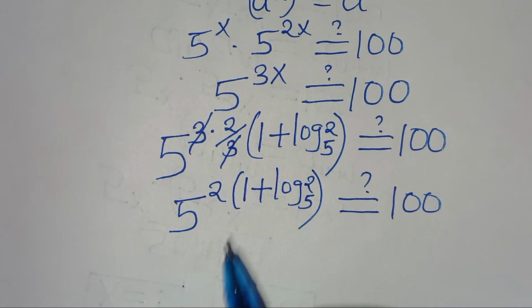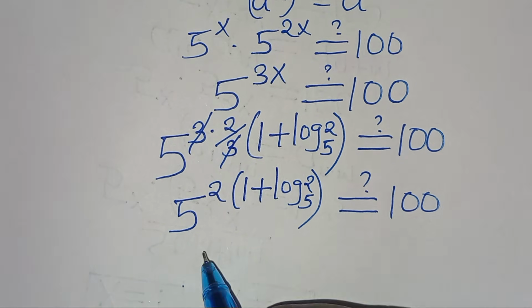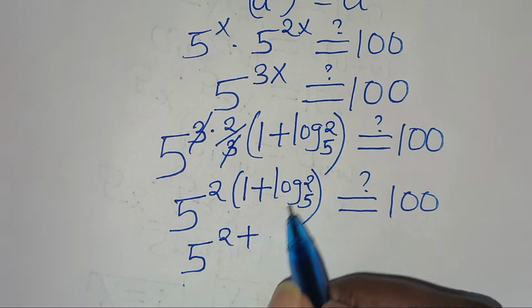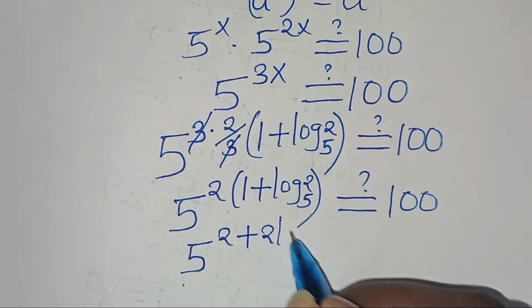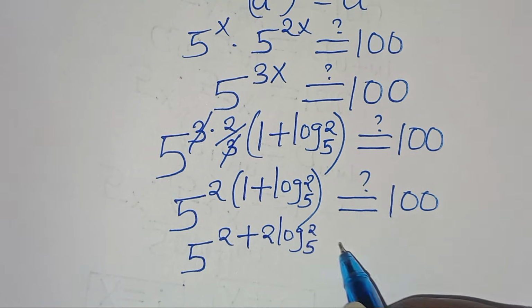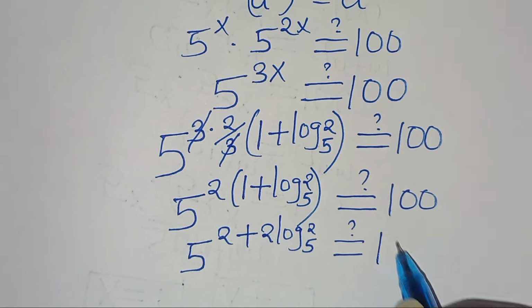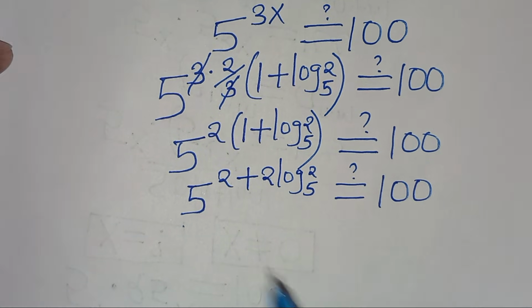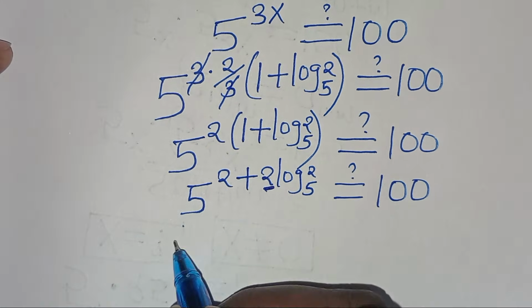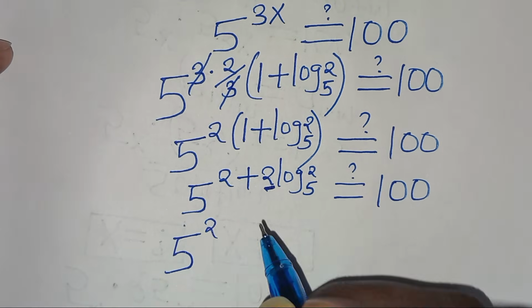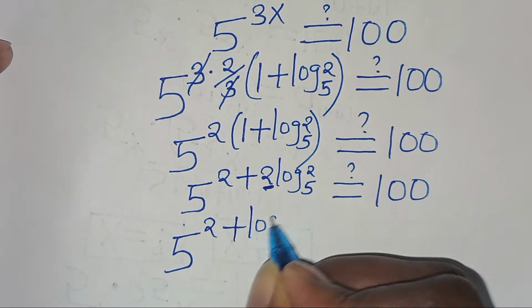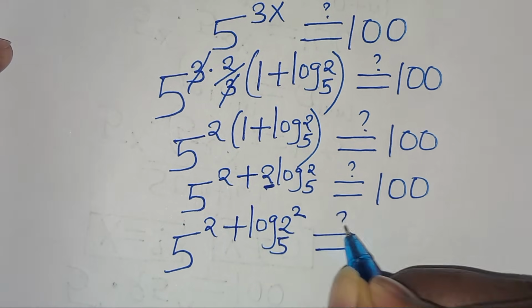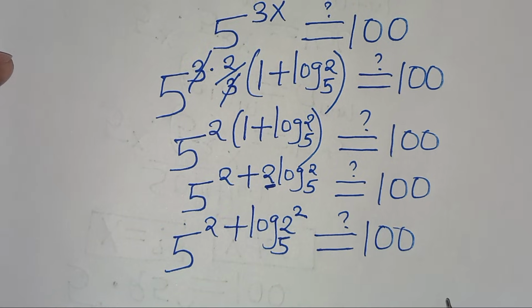Now, let's open the parentheses here. We have 5 to the power of 2 times 1, which is 2, plus 2 times log 2 to base 5, which is 2 log 2 to base 5. This is supposed to give us a value of 100. So this implies that 2 is a power, so we can express this as 5 to the power of 2 plus log 2 squared to base 5. This should give us a value of 100.